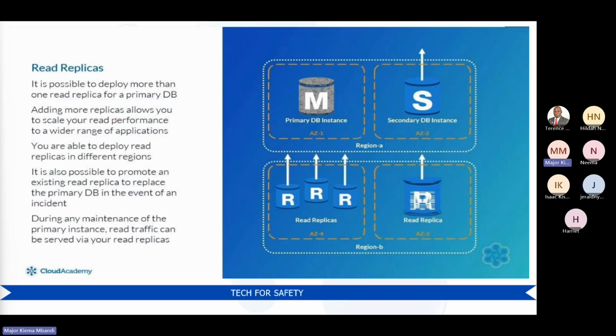Adding more replicas allows you to scale your read performance. So if read performance is the issue and you are experiencing a lot of read traffic, make use of read replicas. You are eligible to deploy read replicas in different regions, so it's not only supported in multi-AZ in a single region. It's also possible to promote an existing read replica to replace the primary DB in the event of an incident. So in the event of a failure, a read replica can be promoted to become the primary. During maintenance of the primary instance, read traffic can be served via your read replicas.